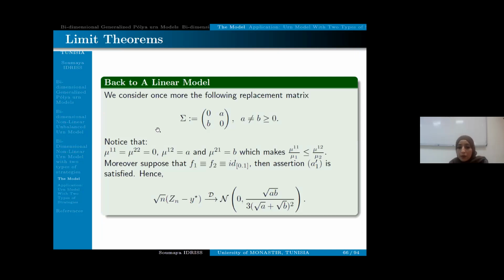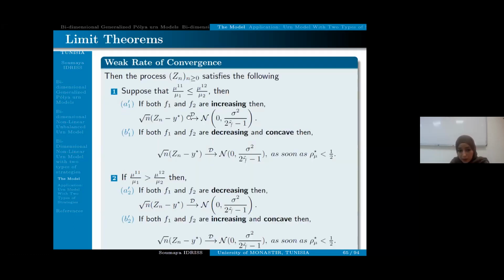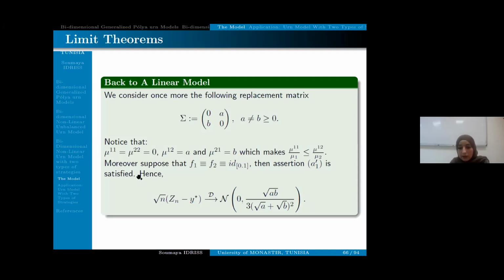We present now another link with a linear model. We consider once more this anti-diagonal replacement matrix. Notice here that the diagonal entries are equal to 0. Also we suppose that f1 equals f2 equals the identity on [0, 1], then assertion a prime 1 of the previous theorem, this one, is satisfied. Then we have this limit in distribution.